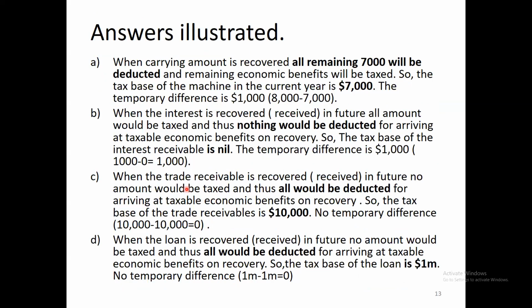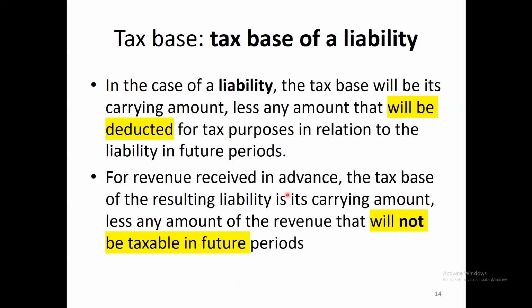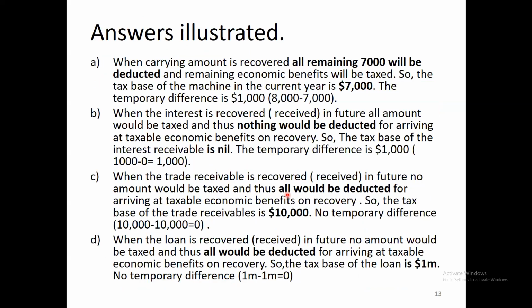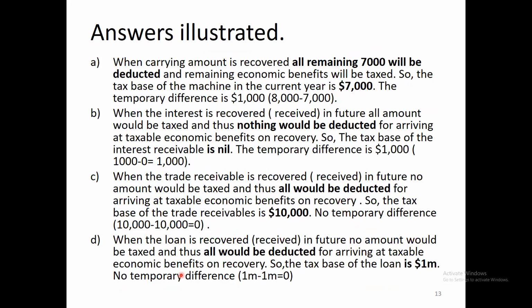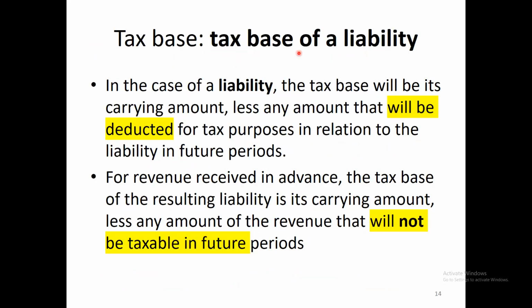Now, you can read, I have already explained this one. Tax base of a liability. You see, PP, property, plant, equipment, is an asset. Interest receivable, accrued income is an asset. A trade receivable is a current asset. Trade receivables, and loan receivable are assets. Now we move to liabilities, the tax base of liabilities.